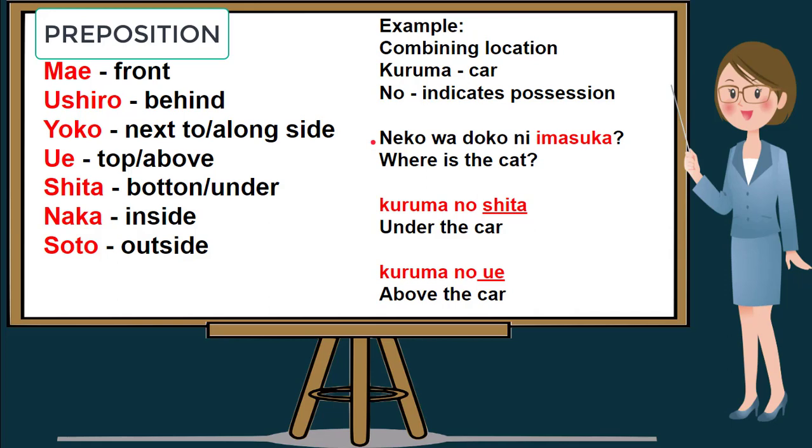Please repeat after me. Neko wa doko ni imasu ka? In English, it means where is the cat? I'll read this sentence once again. Please repeat after me. Kuruma no shita. In English, it means under the car. And the next Nihongo statement, please repeat after me, kuruma no ue, which means above the car.